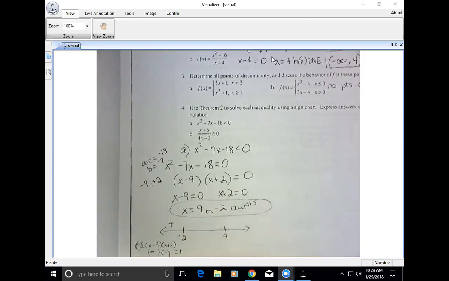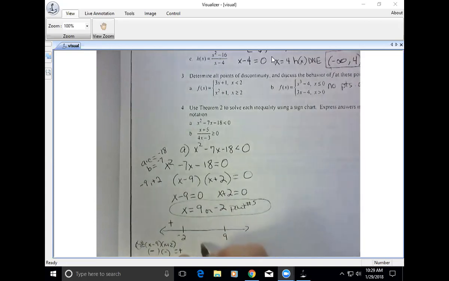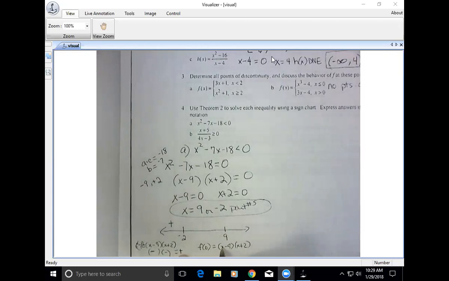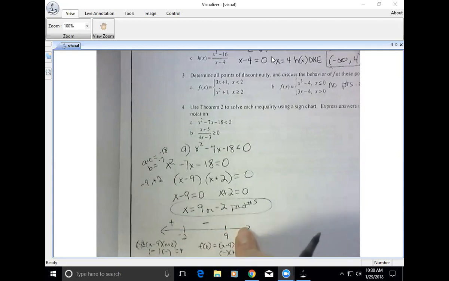Now, pick something between -2 and 9, and what would be the easiest number to plug in? I could use -1. I like 0, because it's really easy to add 0 to something. So let's see what happens if we find f of 0 in x minus 9 times x plus 2. If I put in 0 here, 0 minus 9 is what sign? Negative. What's 0 plus 2? That's a positive. And what's a negative times a positive? That's a negative. So that tells me any number I pick between -2 and +9 is going to give me back a negative value.